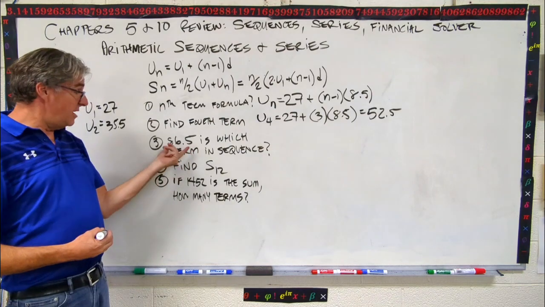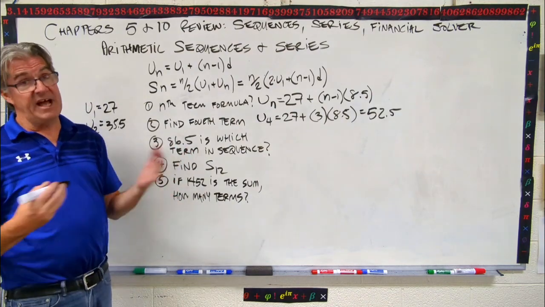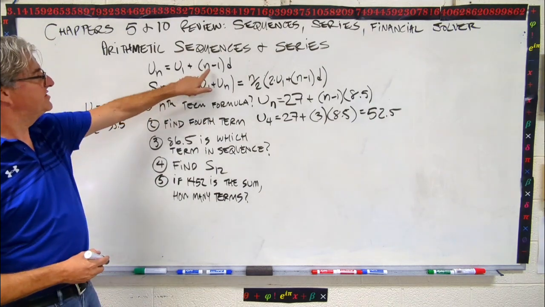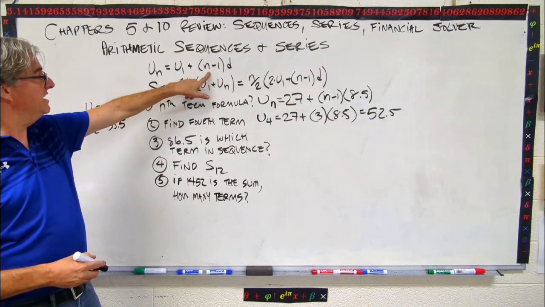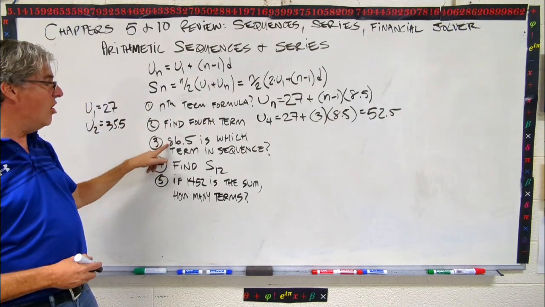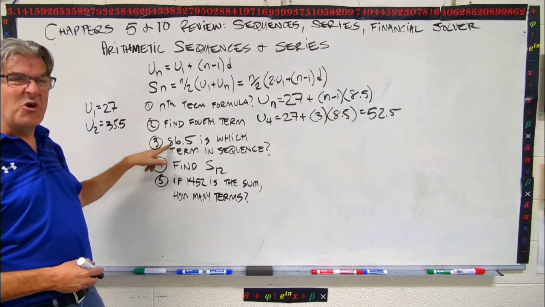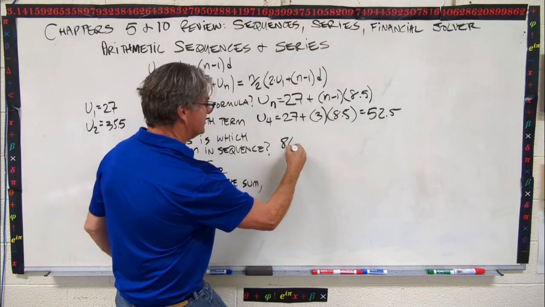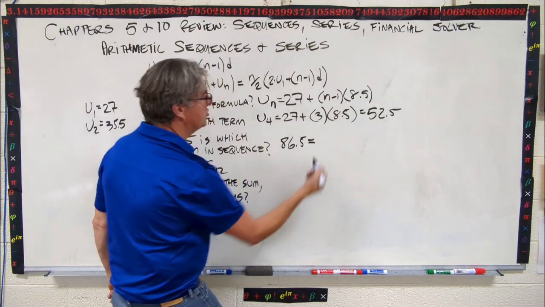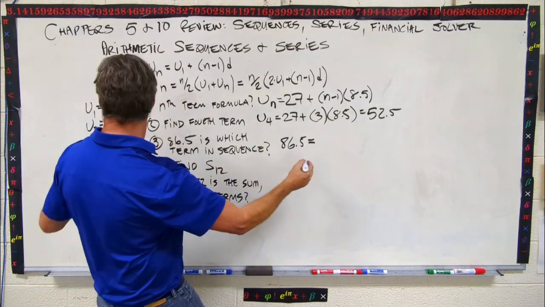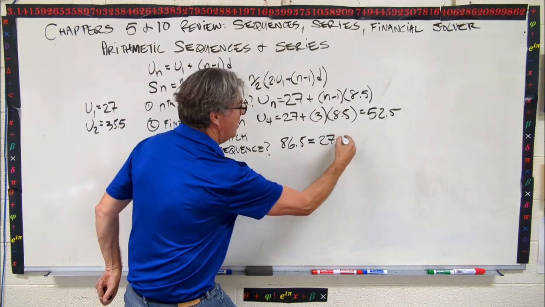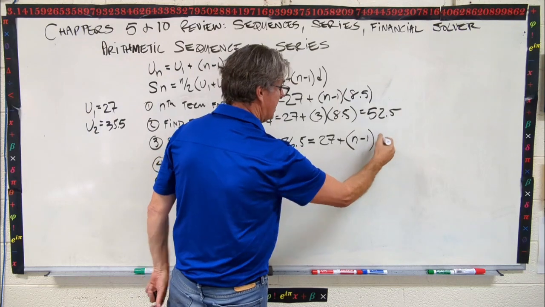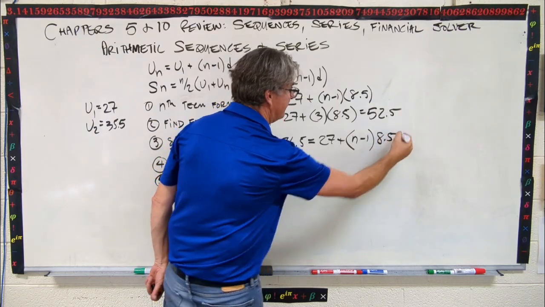So they're saying this number is one of the terms, and you're being asked to find what that term is. So again, we're going to use the same formula, and we're going to plug it in a little differently. We know the term, we just don't know which term it is. So that is 86.5 is going to equal u1, which was 27, plus n minus 1 times 8.5.